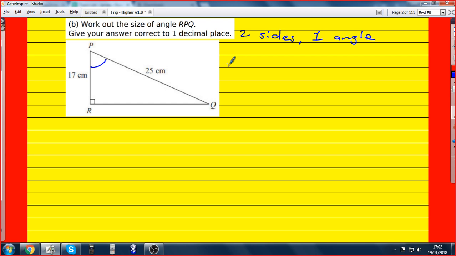So if you had to find like this side, anything that involves three sides in a right angled triangle would be Pythagoras. Anything that involves two sides and one angle in a right angled triangle is SOHCAHTOA. So any idea how we do SOHCAHTOA for this one? We've got to label it first.